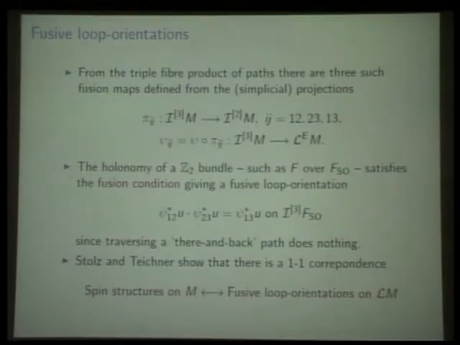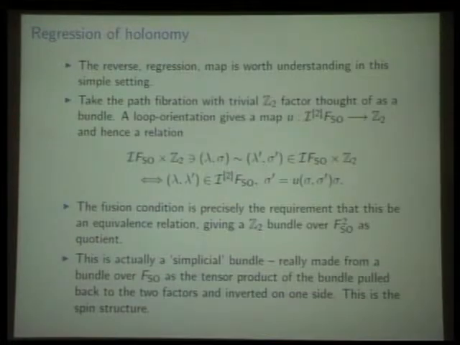Right. So as I say, this is the theorem of Stolz and Teichner that there's a one-to-one correspondence between spin structures on M and, if you like, these orientations. I see this says element. Okay, well, they're objects on LM. Yeah, I don't know. Maybe I'm not consistent, actually.